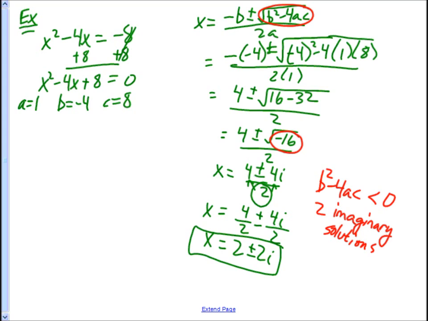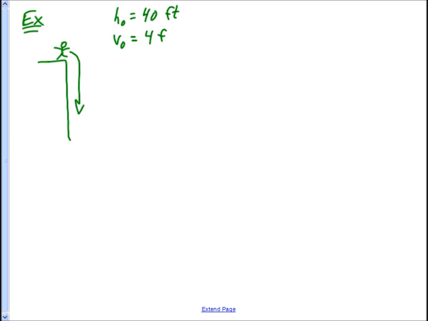All right, let's do a quick application problem here, and then we'll call this section good. A diver jumps. Say we got this problem. A diver jumps from a height of 40 feet above the water with an initial velocity of 4 feet per second. Here's this diver jumping, right? So his initial height is 40 feet above the water, and then he has an initial velocity of 4 feet per second.